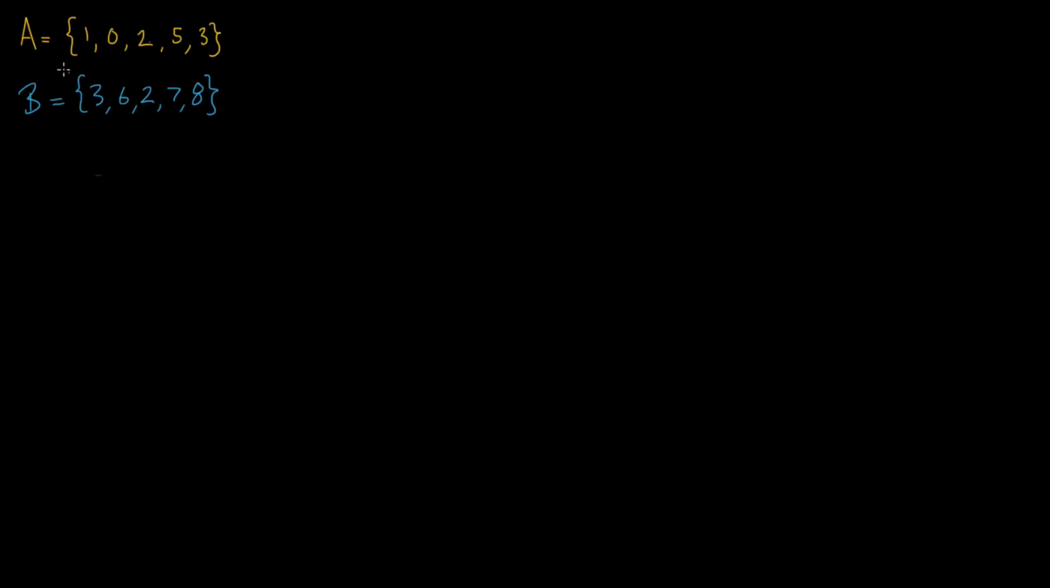So as well as denoting sets with mathematical notation like this, where we write A equals curly brackets, the set containing 1, 0, 2, 5, and 3, as well as using that mathematical notation, we can represent sets diagrammatically with circles. And so we'll just do that now. We'll draw a circle for A, and we'll draw another circle for B.